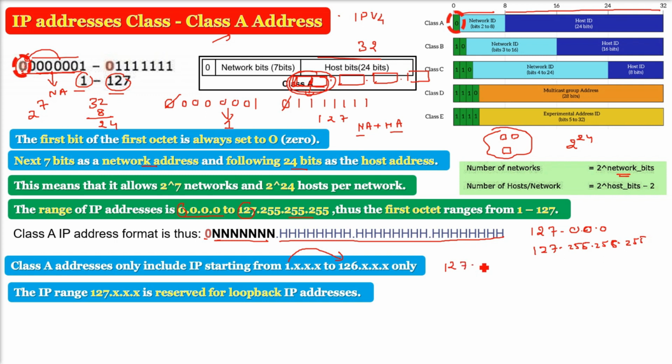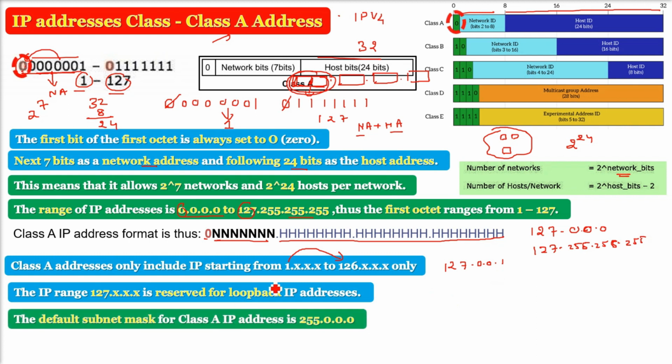Whenever you ping it or put it in the browser, you are actually testing your network interface card. So your packet is not leaving your computer or system. It is coming back, looping back, just to see if TCP/IP is correct, or your NIC card is perfectly fine, properly connected or not. So 127 is used only for loopback addresses. That is why class A can go only from 1 to 126 in the first octet.